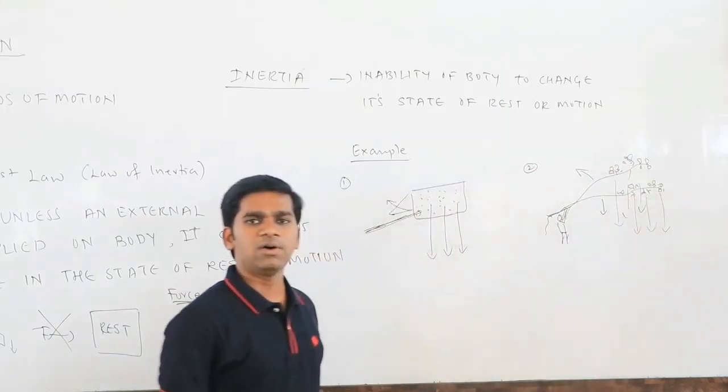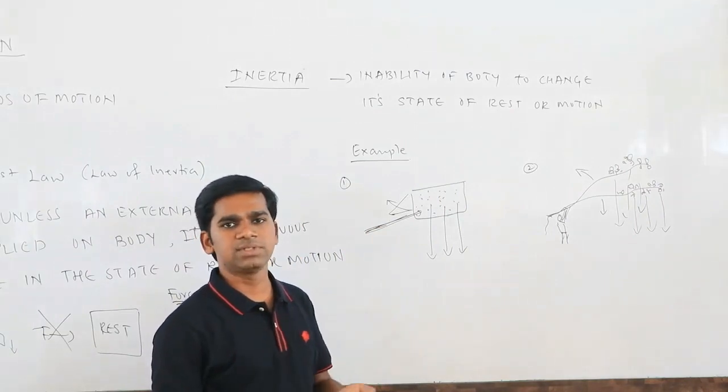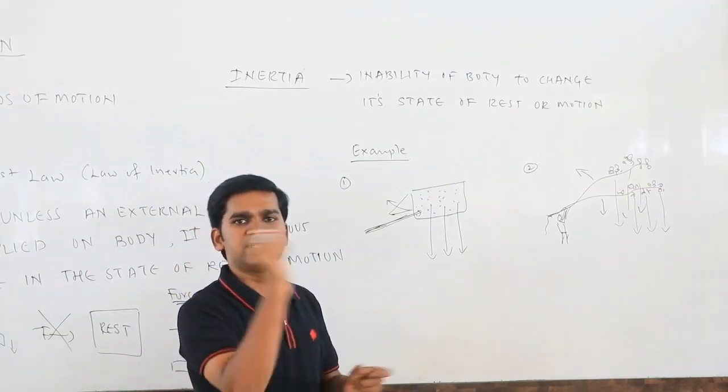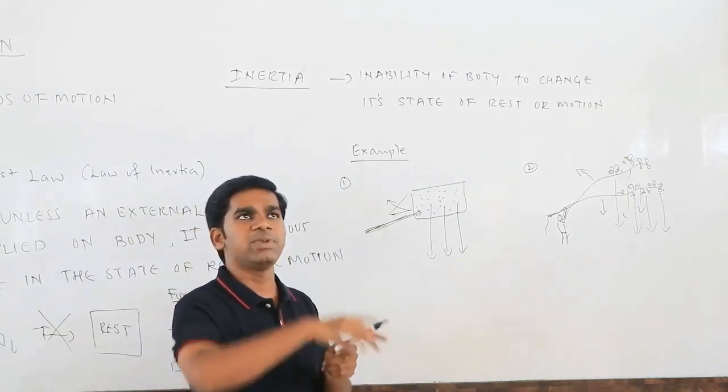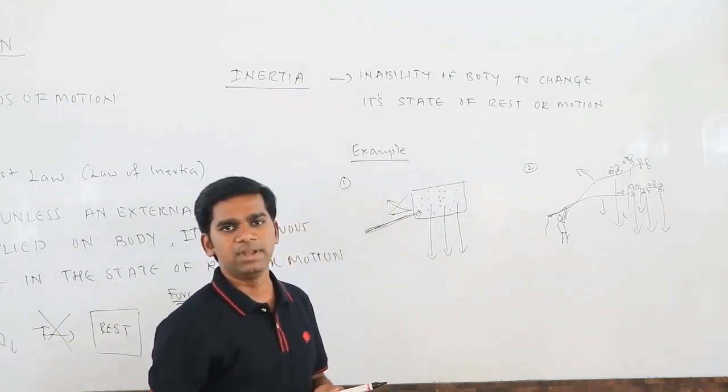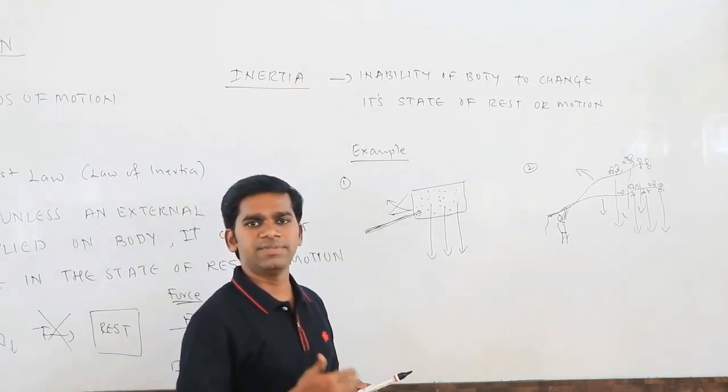Or when the rain comes, when you shake any branch of the tree, what will happen? The water droplets will fall down because they want to be in their state of rest.